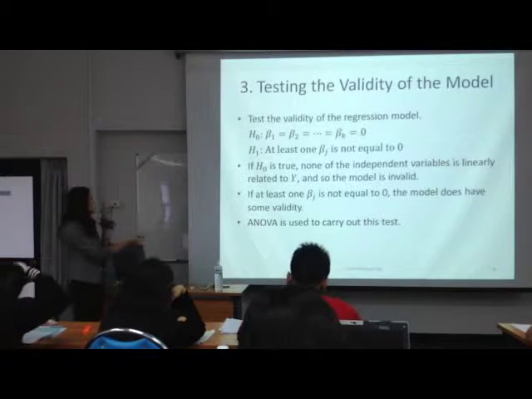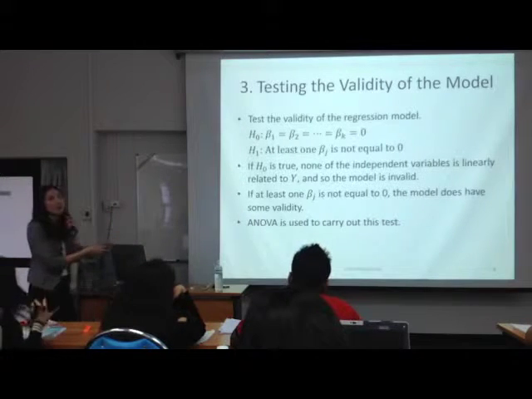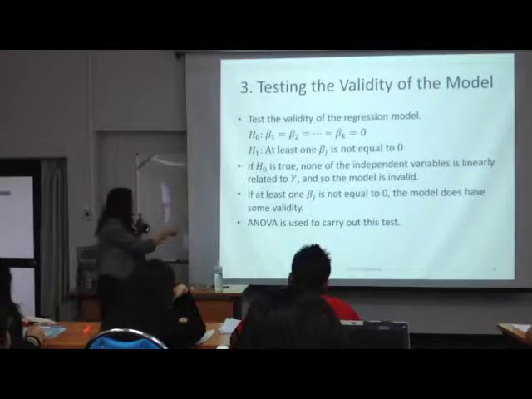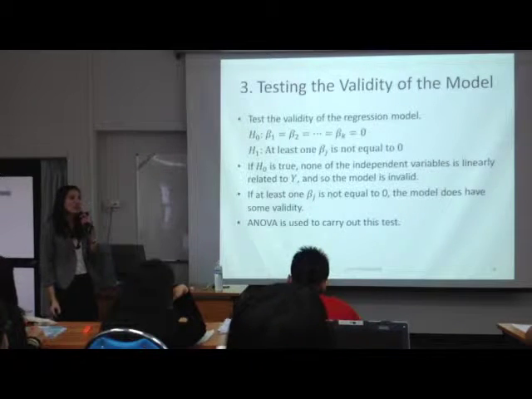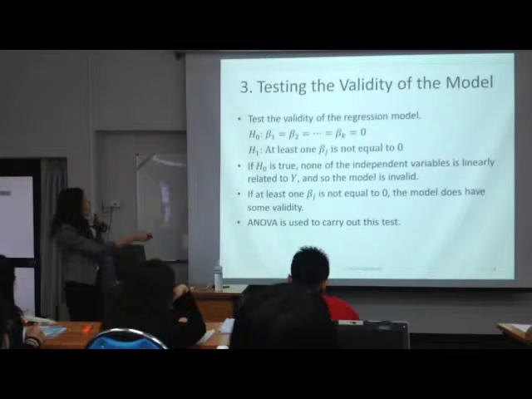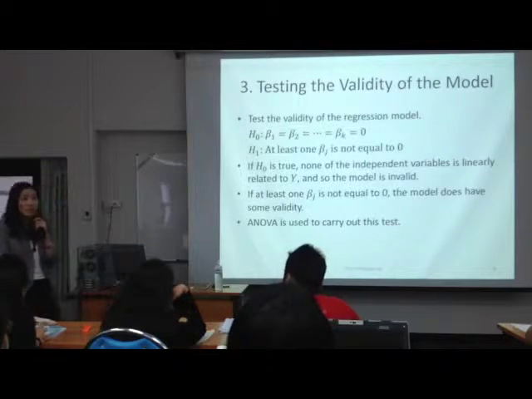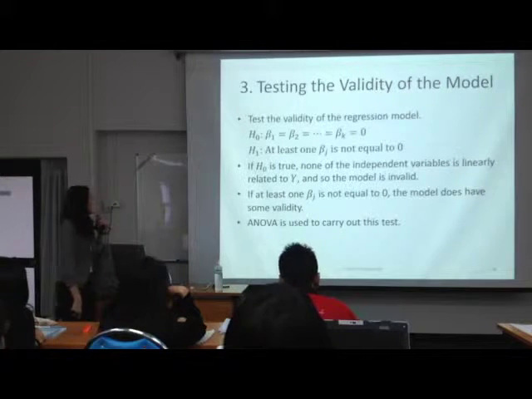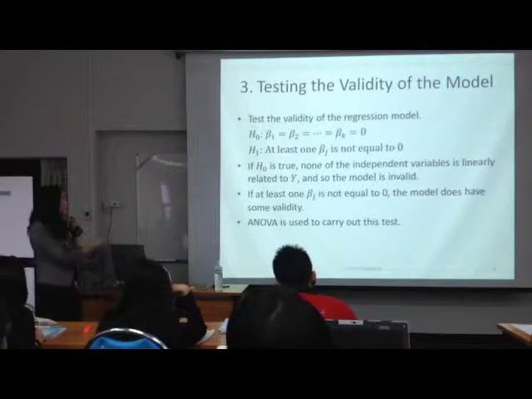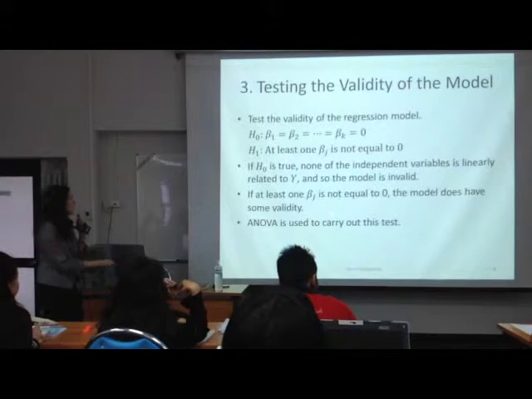And if we reject the null hypothesis, that means we have at least one beta j not equal to 0. It doesn't mean that all of them are not equal to 0, but there is at least one beta that is not equal to 0. And how do we test this null hypothesis? We're going to use the ANOVA.